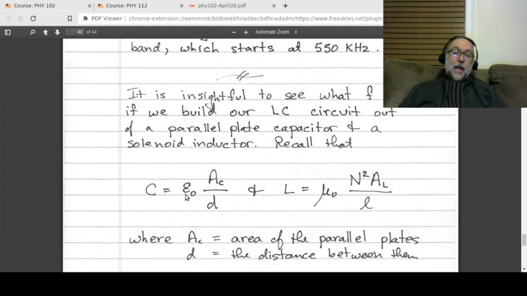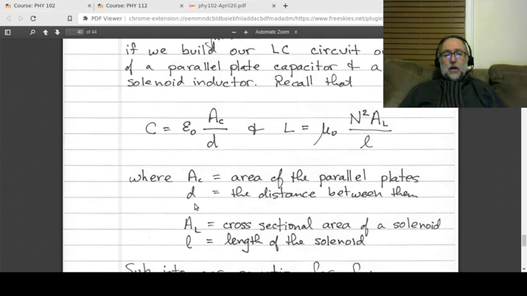Now for our inductor, we're going to use a solenoid. Here's the solenoid. And from above, that's going to equal the permeability of free space, mu naught, n squared, the cross-sectional area of the solenoid, which I call AL, divided by L, which is the length of the solenoid. Just not to confuse things, I repeated that here. AC is the area of the parallel plates and D is the distance between them. AL is the cross-sectional area of the solenoid and L is the length of the solenoid.